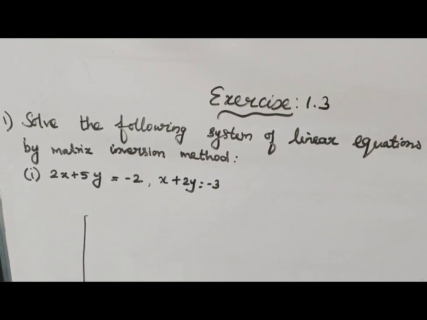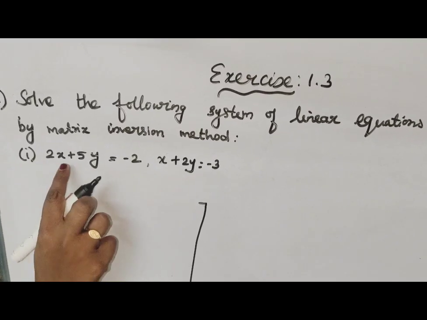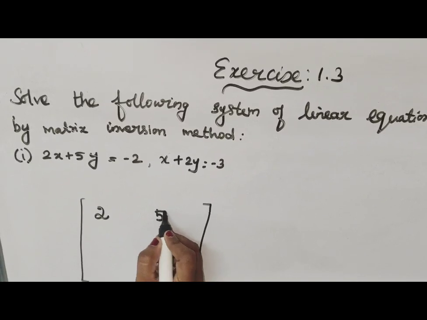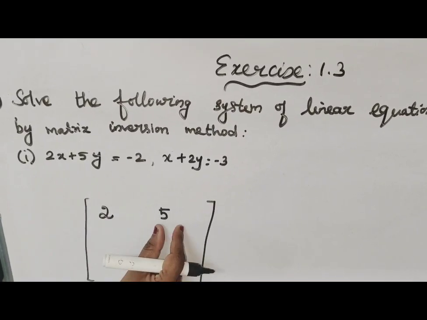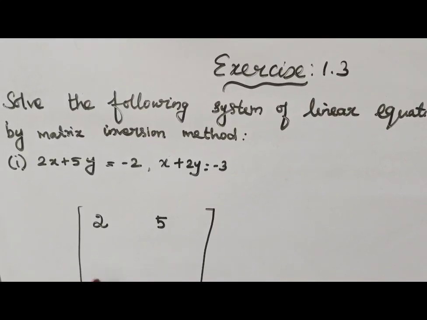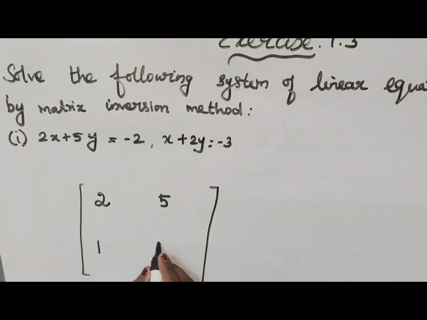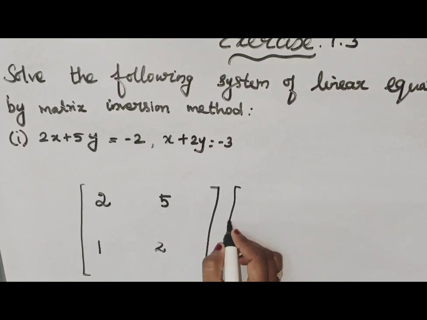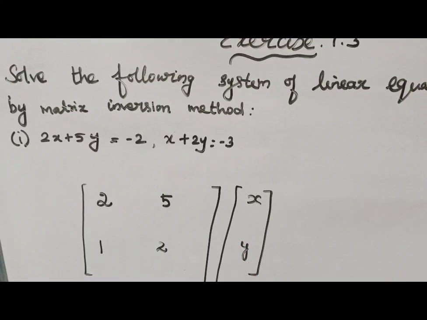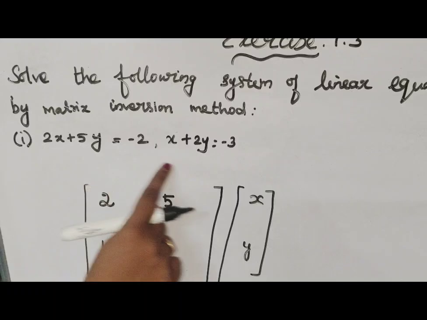How to convert this into a matrix means, first consider this equation. Coefficient of this variable is 2. Coefficient of this variable is 5. Similarly, this represents x, this represents y. Next also we have to write it in the same way. First we write the coefficient of x, which is 1. Here we write the coefficient of y, which is 2. And we have the variables x, y. So if we solve by matrix multiplication this matrix, we will get these equations only.